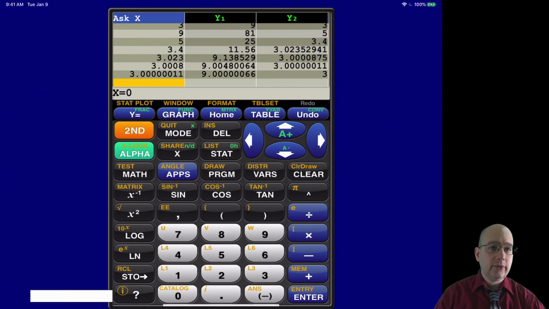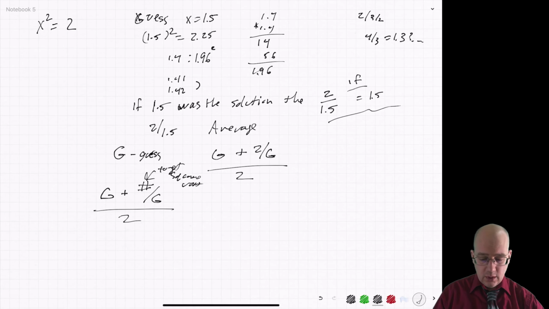Now, calculators round, so it actually gave me 3. If you were to actually do this by hand or with more precision than this calculator, it would keep going on. You would never actually get to your answer of 3. It just approaches it ever so closely. All right, so that's how to do square roots.